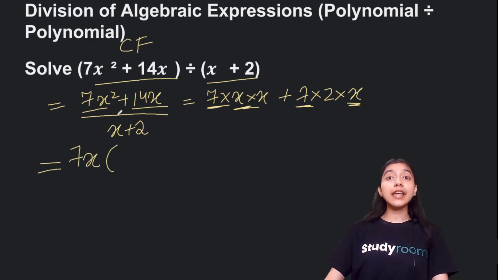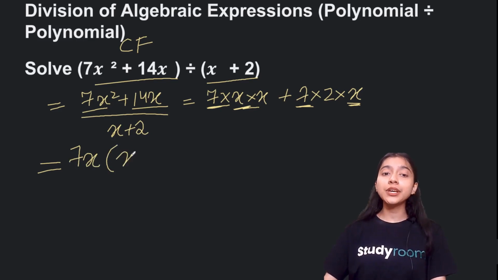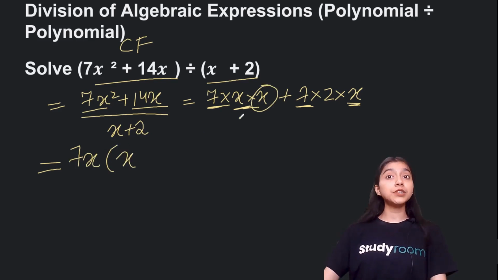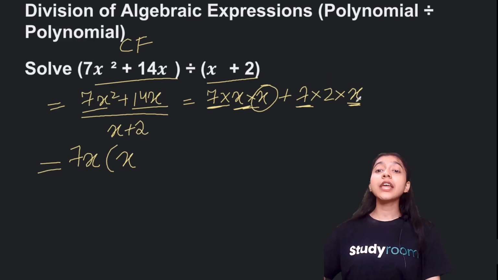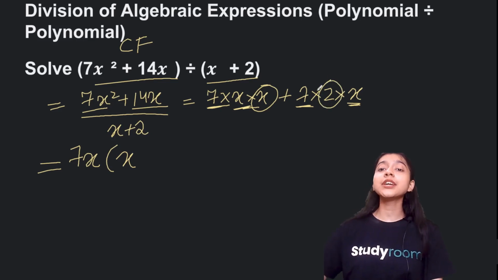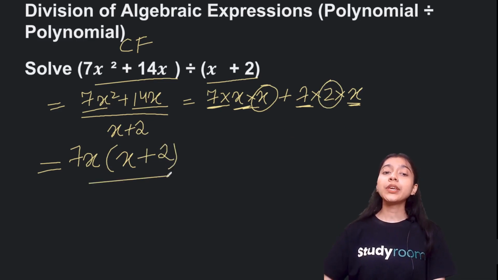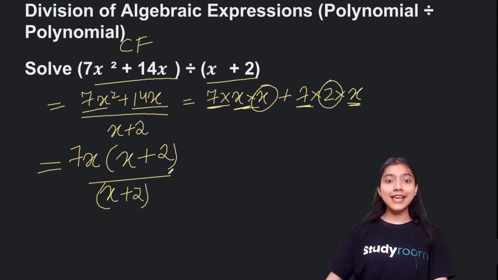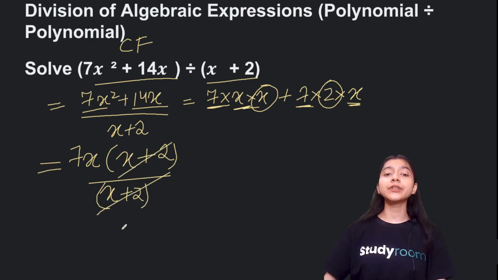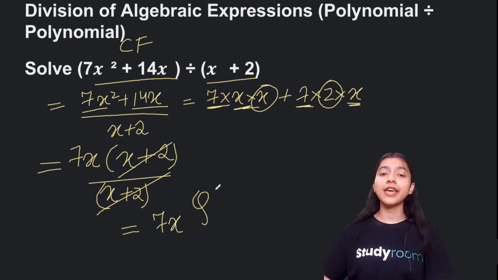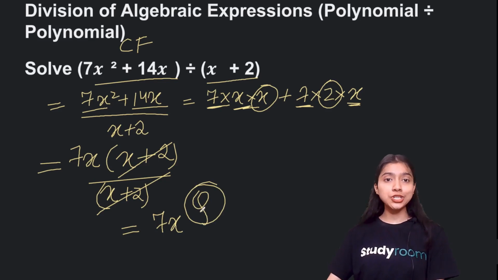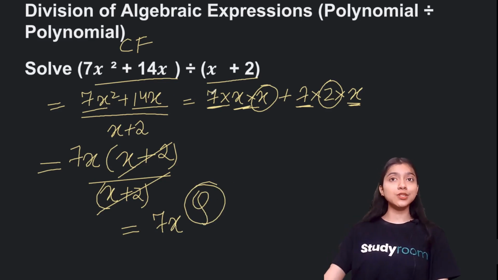So when I took 7x outside from the first term, I'll be left with x. This is x which I am left with from the first term. Now when I took 7x outside from the second term, I am left with plus 2. So plus 2 is left behind. So we have in the denominator x plus 2. Now what will happen is this x plus 2 will get entirely cancelled out with x plus 2, and thus the quotient that will be left is 7 times of x. So this is our required quotient of the given division, 7x square plus 14x divided by x plus 2.